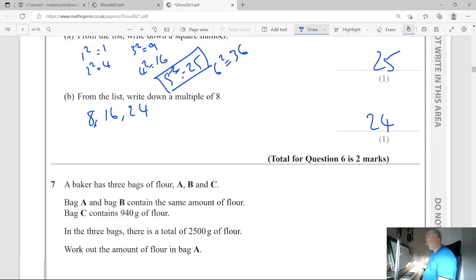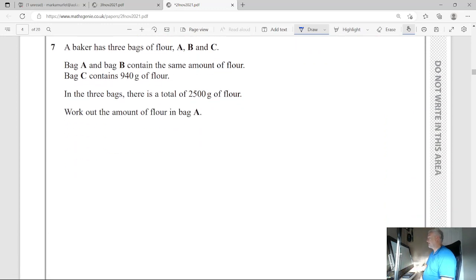Question 7. A baker has 3 bags of flour, A, B, and C. Thinking about this, I haven't read the rest of the question, but I've got 3 things I need to compare, A, B, C. I'm thinking it may be ratio. Let's have a look back.